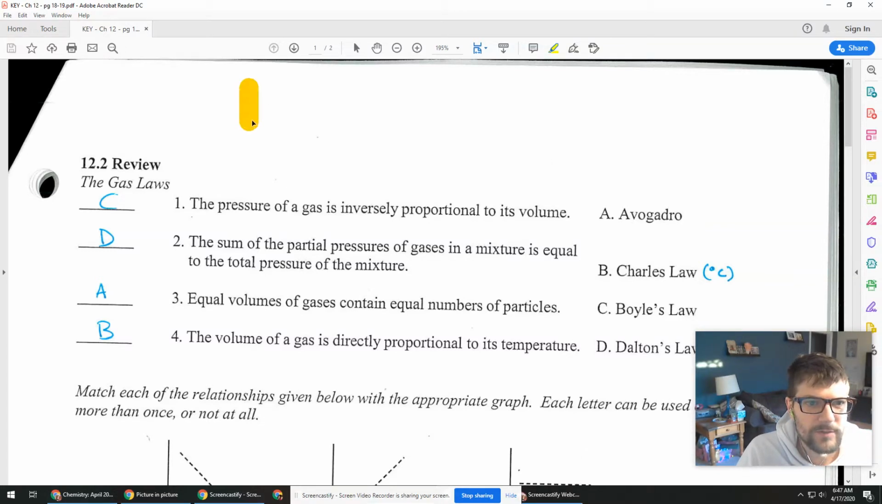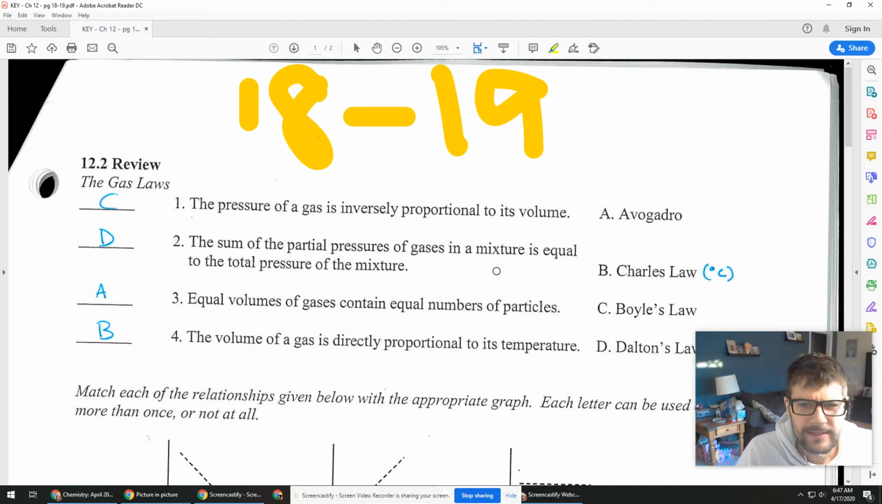I wanted to go over pages 18 to 19 in your gases packet. A lot of pretty straightforward stuff here, but a couple new things. So first we got some definitions at the top.